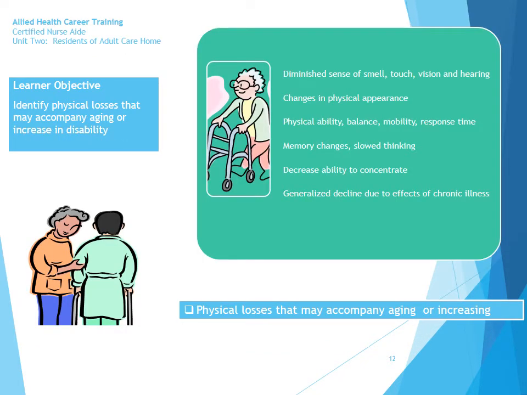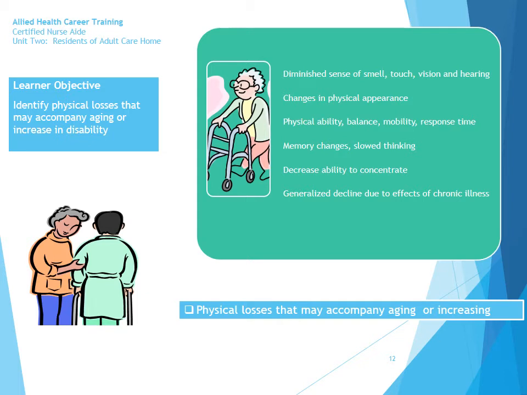As people get older, a lot of their senses will diminish. So they may have a diminished sense of smell, touch, vision, and hearing. This is going to put them at risk for a lot of safety issues, such as if they can't smell that their food has gone bad, if they can't feel that the water is scalding hot in the shower and they feel like it's not that hot, so they turn it up a little bit.